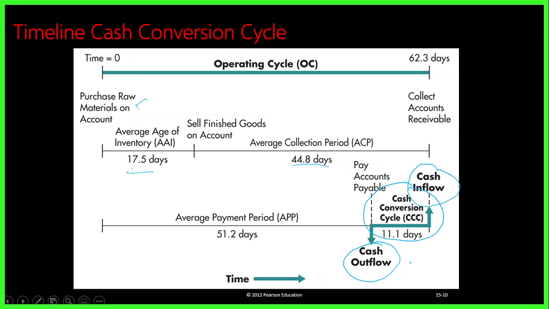Is that favorable or unfavorable? It really depends on what is the industry standard. Sometimes, even if you don't know the industry standard, the changes of your cash conversion cycle can already indicate if that is favorable or unfavorable. Like for example, from 11.1 days and then you try to apply a strategy, tapos after that, your cash conversion cycle became, let's say, 9 days na lang or 8 days na lang. So that is favorable.